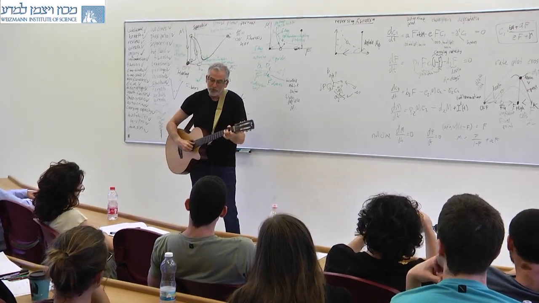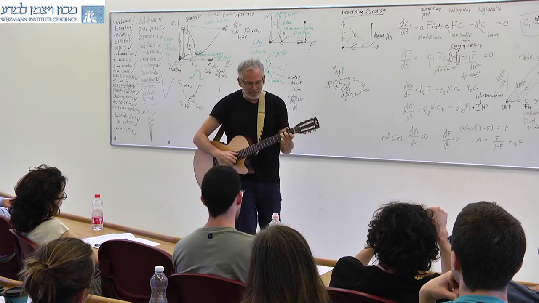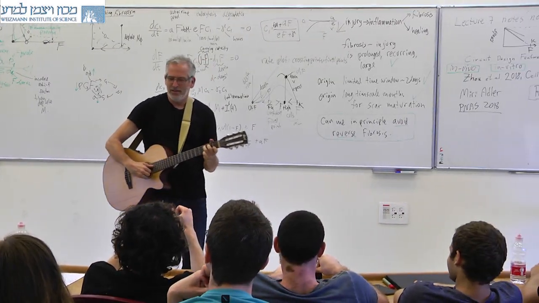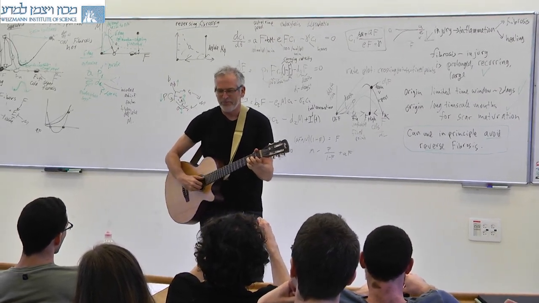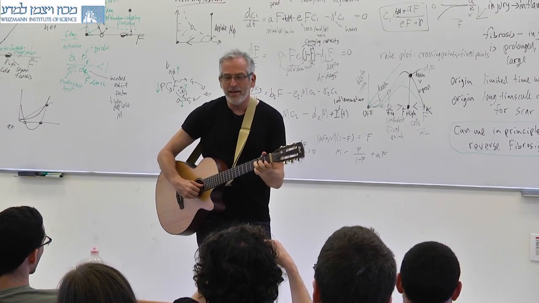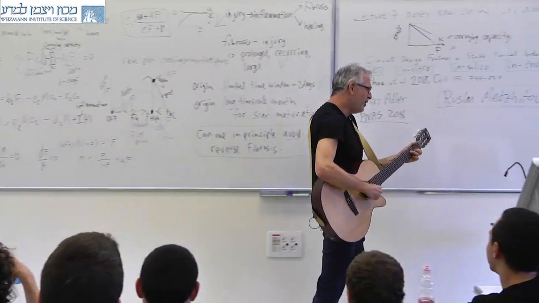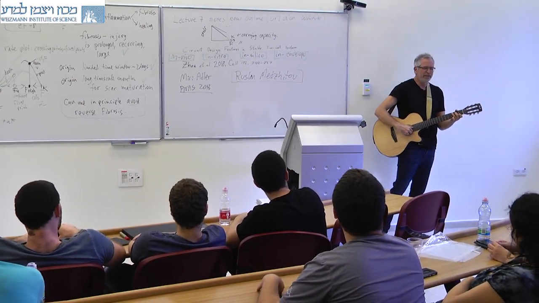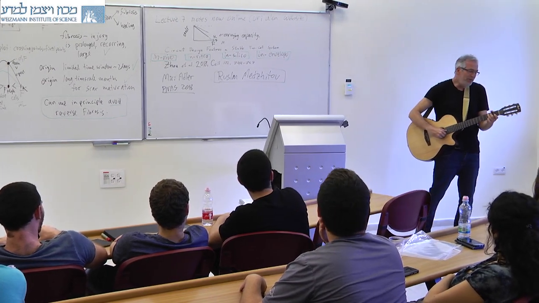Imagine no fibrosis. It's easy if you try. Just dial down the autocrine loop and help those myofibroblasts die. Imagine all the people living. Woohoo!